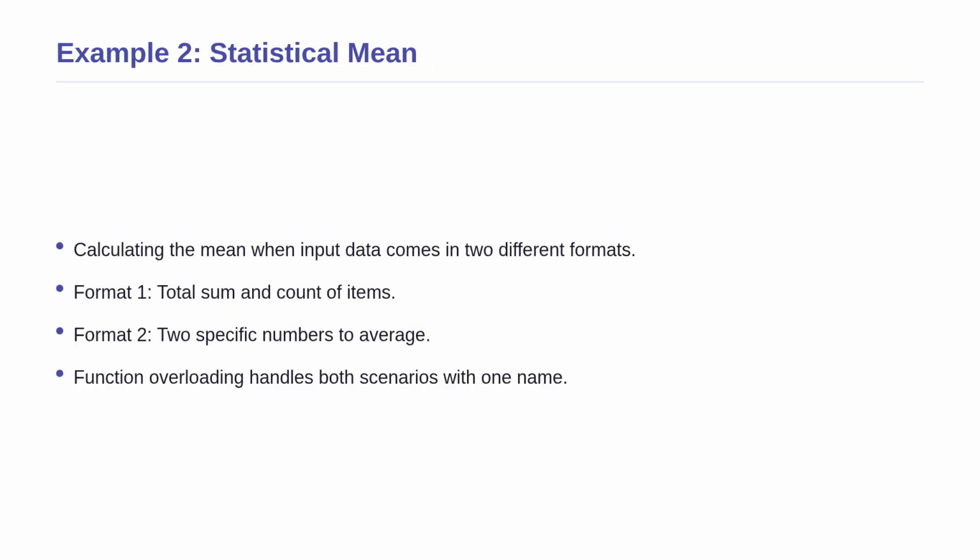Let us look at a second example that perfectly demonstrates function overloading. Suppose we need to calculate the statistical mean of a dataset, but our input data comes in two different formats. Sometimes we have the total sum and the count of items, and other times we just have two specific numbers we want to average. We need a flexible system that handles both without confusing the user. We will use C++ function overloading to handle both scenarios using the exact same function name.